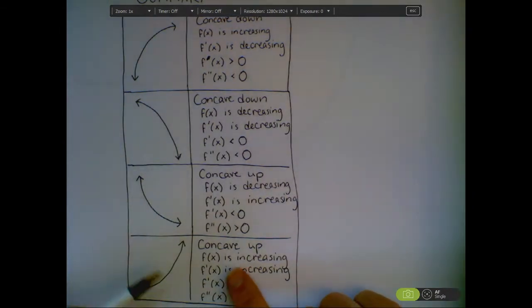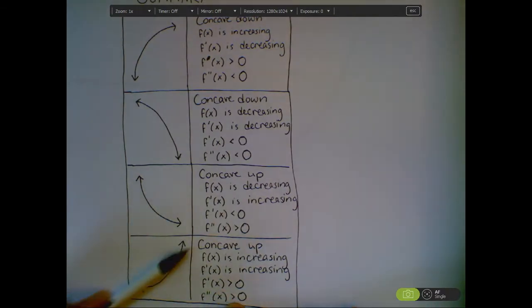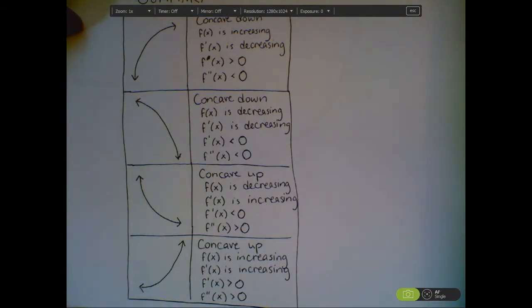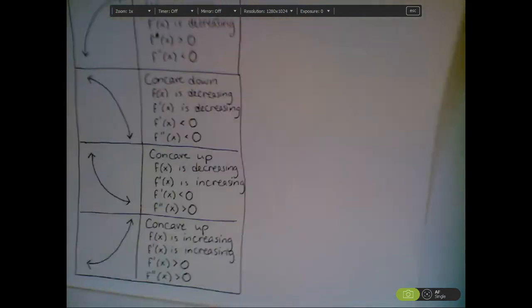And finally, we have concave up, where my first derivative is positive and my second derivative is positive. I'm traveling upwards, my derivative is positive, and my second derivative is pulling me in a positive direction as well. Let's look at an example of this with a graph.